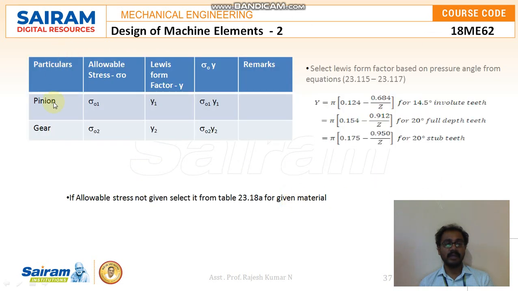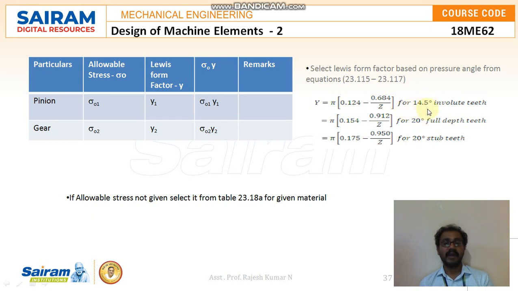You can see here the allowable stress and the Lewis form factor. That is sigma 1 into y1 and sigma 2 into y2 for the pinion and gear. We can select the Lewis form factor from the data handbook, 23rd chapter. The equations are from 23.115 to 23.117. These are given for the different angles.